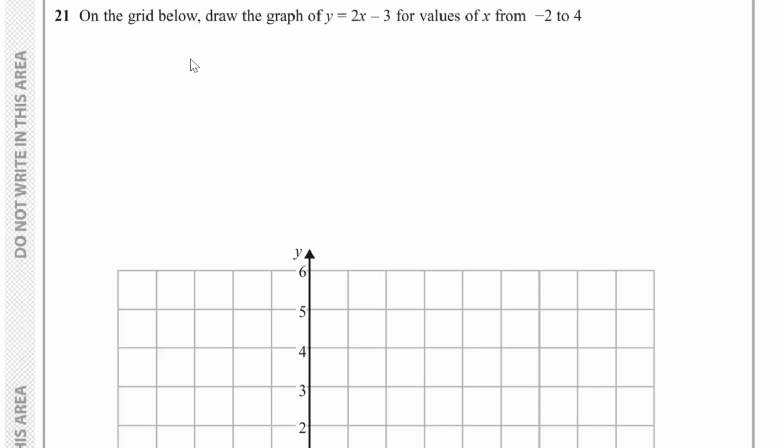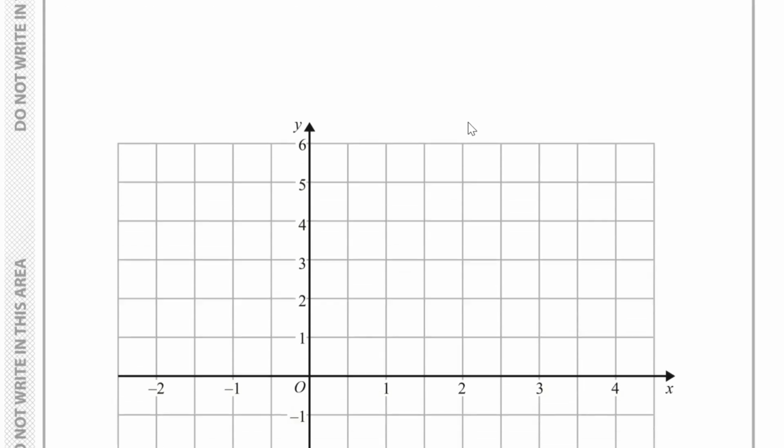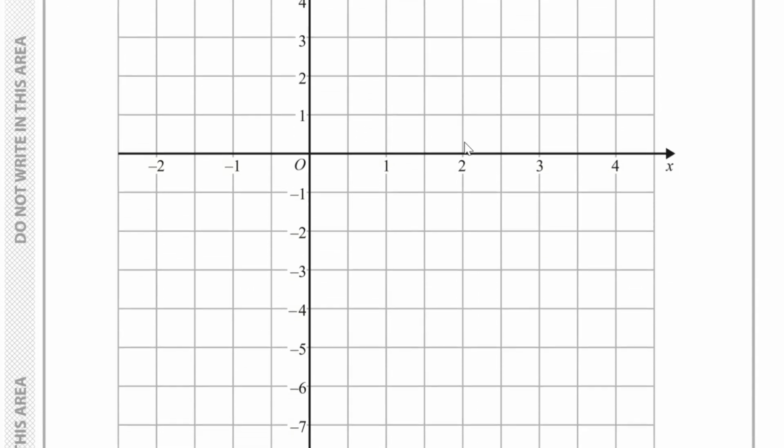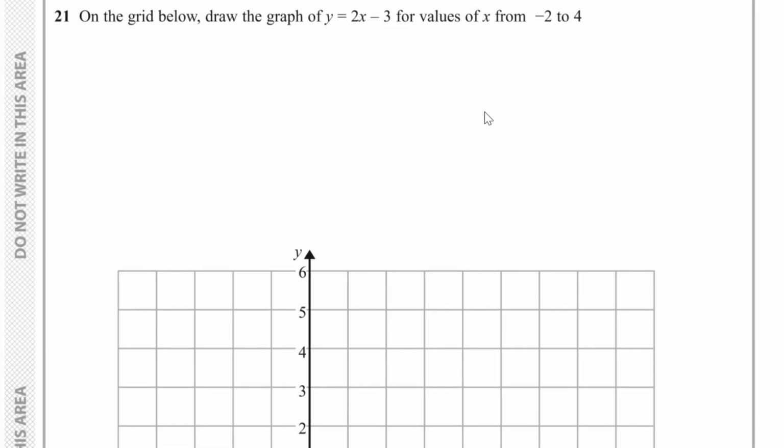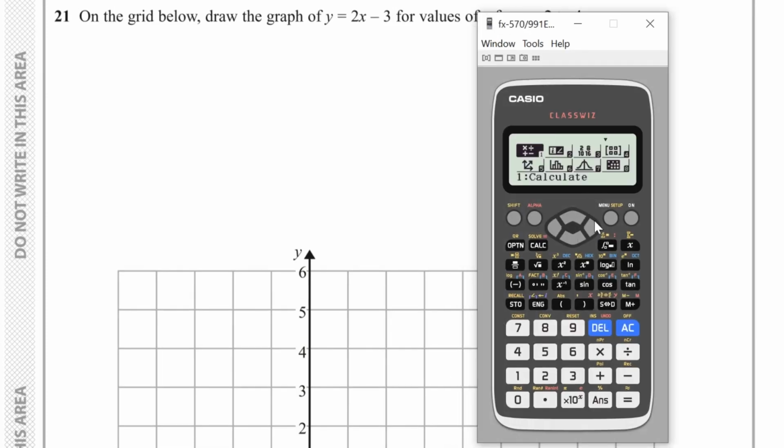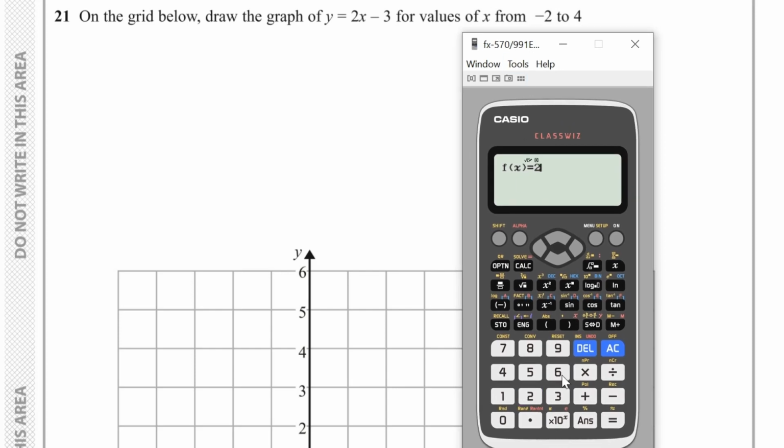Question 21, on the grid below we have to draw the graph of y equals 2x minus 3 for values of x from minus 2 to 4. Well, to do this question, what we can actually do is go to our calculator, to the table menu, type in our function. So here we have 2x minus 3. We start at minus 2, we finish at 4, and we want to go up in ones.